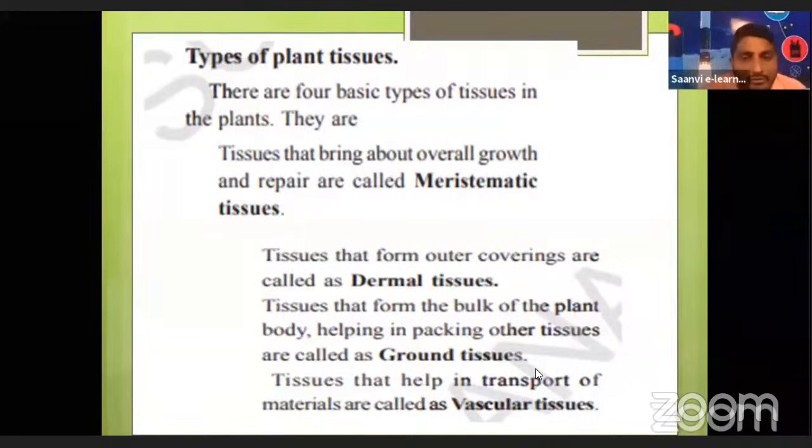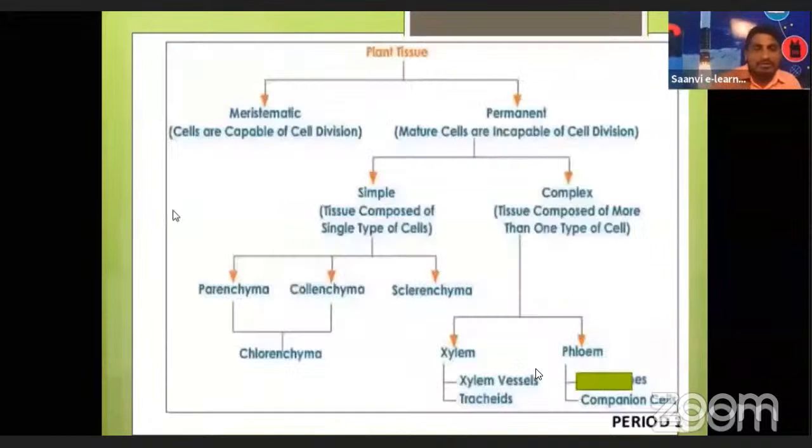Let us go deeply into what we had discussed up to now, that flow chart: plant tissues, meristematic tissue, permanent tissue. Meristematic cells are capable of cell division. In permanent tissue, mature cells are incapable of cell division. Permanent tissue is again categorized into two, simple and complex. Simple means a single type of cell, composed of a single type of cells, and complex tissue is composed of more than one type of cell.